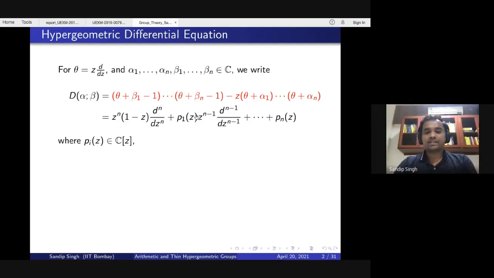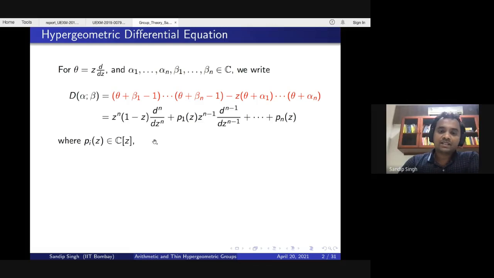And you expand this bracket, you see easily that the highest coefficient polynomial is z to the power n times 1 minus z. If you just expand this bracket, then it is clear, right? So what is the coefficient of theta to the power n? It is 1 minus z. The z comes from here and the 1 comes from here. And theta is z times d by dz. So we get that 1 minus z times theta to the power n will be the highest degree term, right?